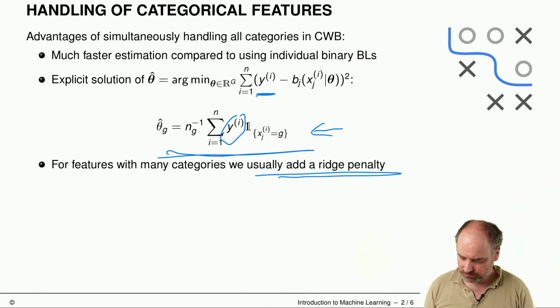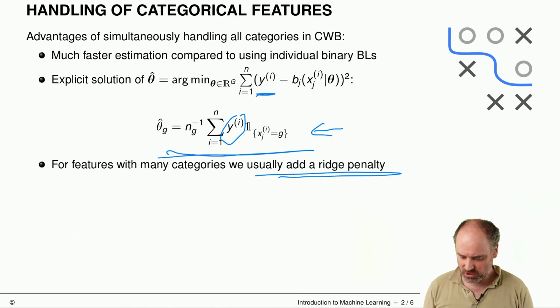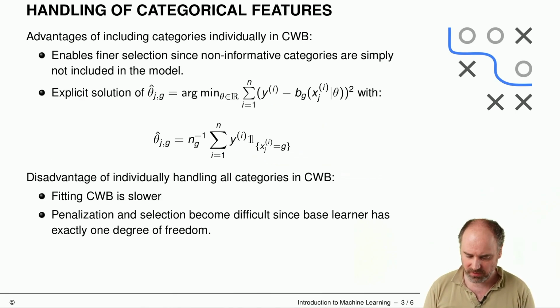Okay, so the other option would be to handle everything individually. This would enable much finer selection of non-informative categories. Especially here for this first approach, right? And especially if we're not using a lasso penalty, which would make it computationally more expensive, and we cannot really solve this analytically anymore, usually all of these categories here will have non-zero effects. We will usually not drive out uninformative categories from the model and from the effect of that feature.